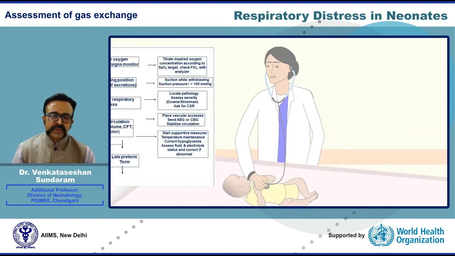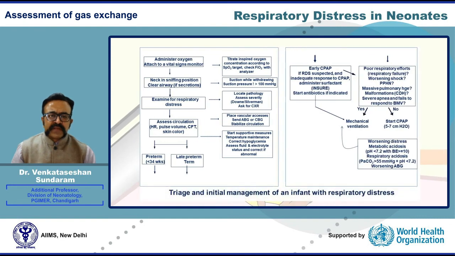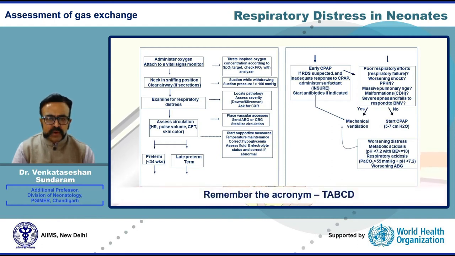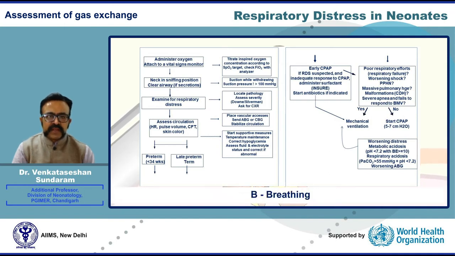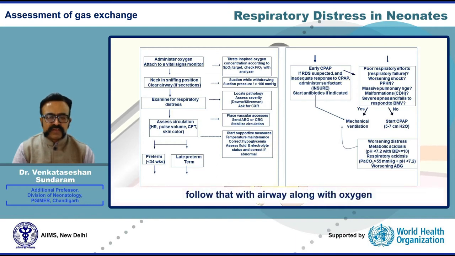Now let's go to the management of respiratory distress. The initial management of the newborn with distress starts with an effective triaging to look at the sickness level and take steps accordingly. Remember the acronym TABCD, which indicates temperature, airway, breathing, circulation, and drugs, and follow that with airway along with oxygen. The next steps of management would differ based on gestational age.